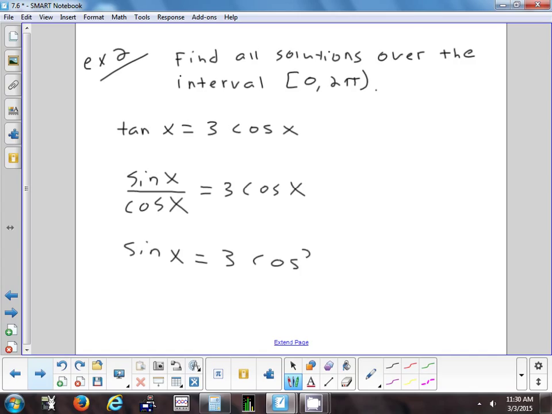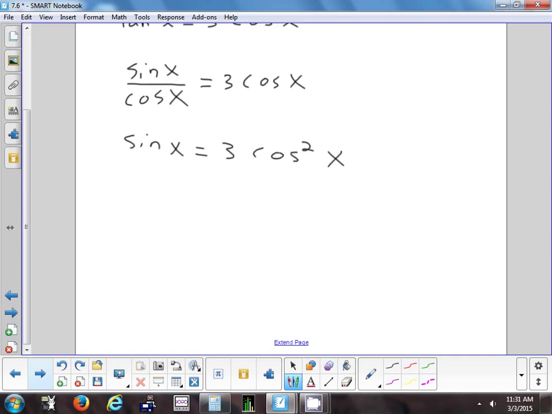Now you should be looking at something that's starting to look familiar. We're going to bring everything to one side. And we're going to have to make one more substitution for the trig function that's squared. Actually, yeah, I think we're still going to have to do a substitution. Okay, so I subtracted sine x. Okay, let's substitute for cosine squared.